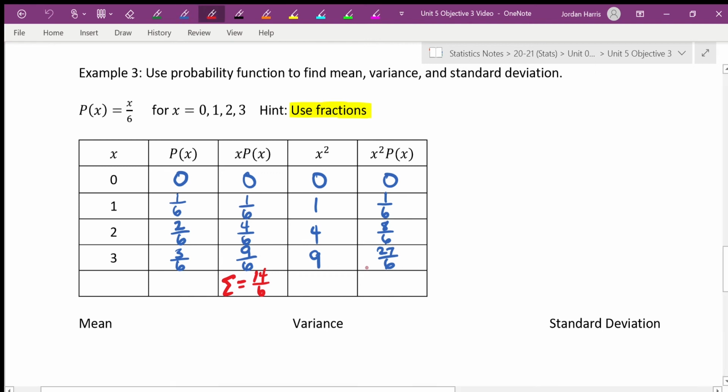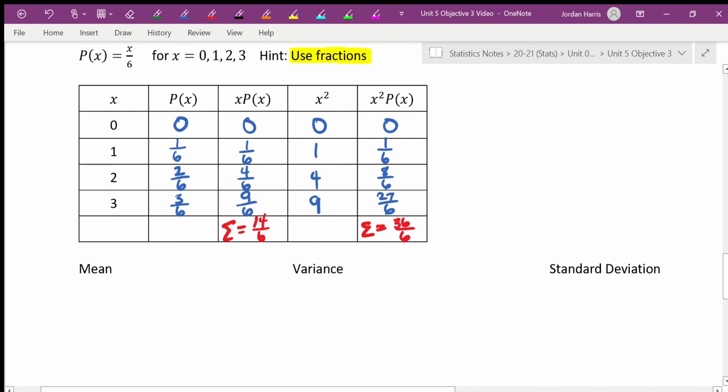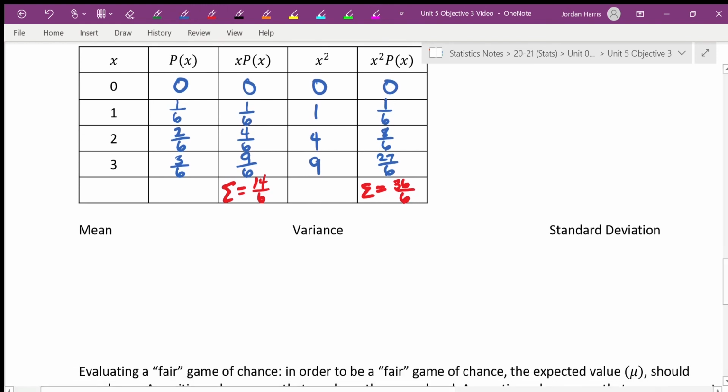So we get that sum. And once again, if we were nice to ourselves and kept the common denominator, it's easy. 1 plus 8 is 9, plus 27 is 36/6. Okay. So now we actually have to do a little work here. This one I could just type in 14/6, and I get 2.33. Our expected value is 2.33.